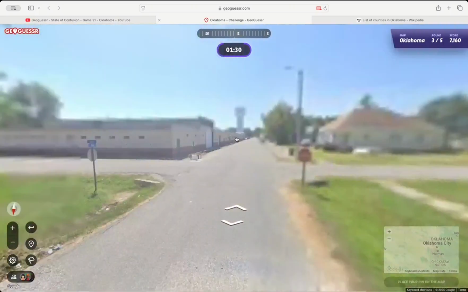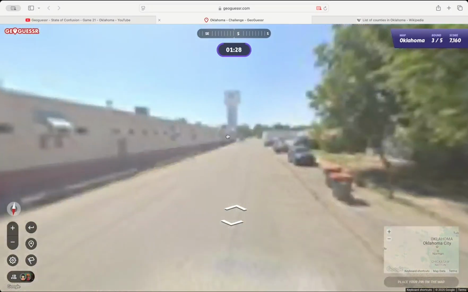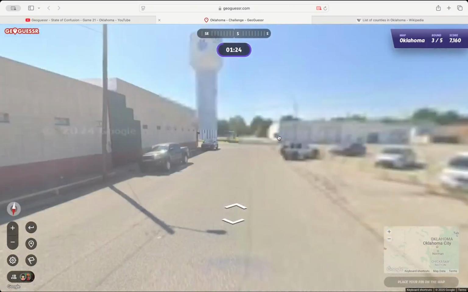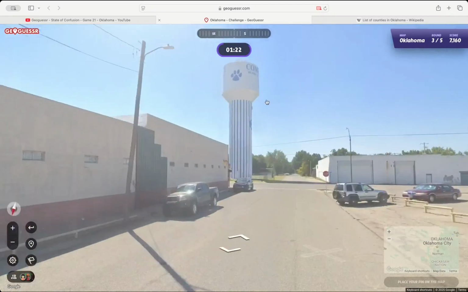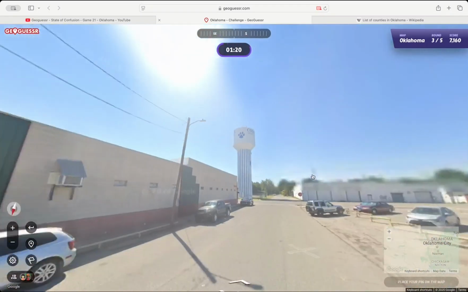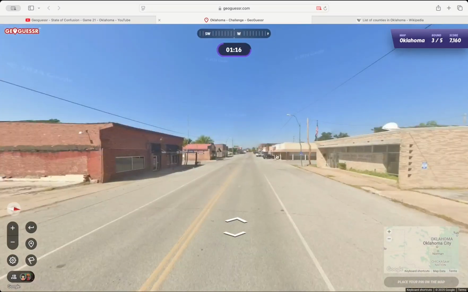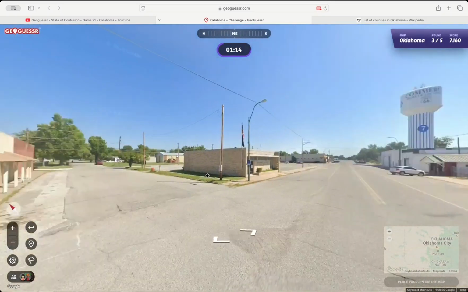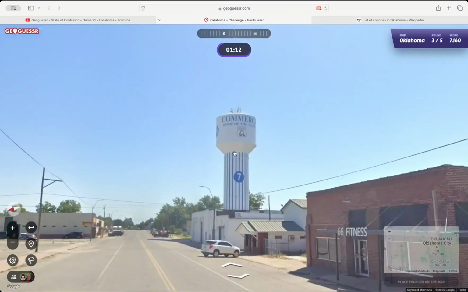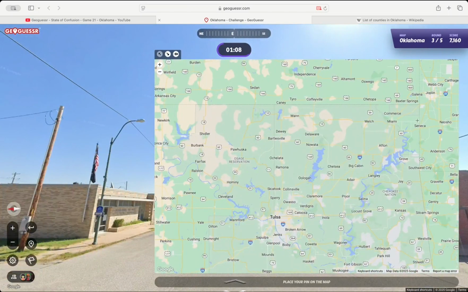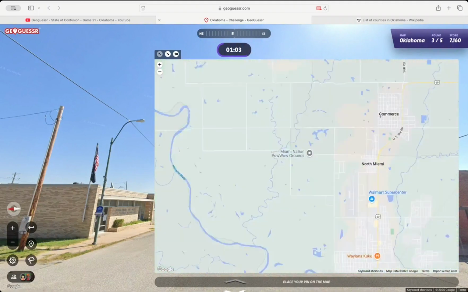What could the C possibly stand for? Catoosa? I know that's a place. We get a water tower, though. Thank you. Comanche? I know there's a Comanche, Oklahoma. With a minute left, I think we've got to get this. Commerce on US 66. Okay, so 66 is going to essentially come down this way, and there's Commerce.